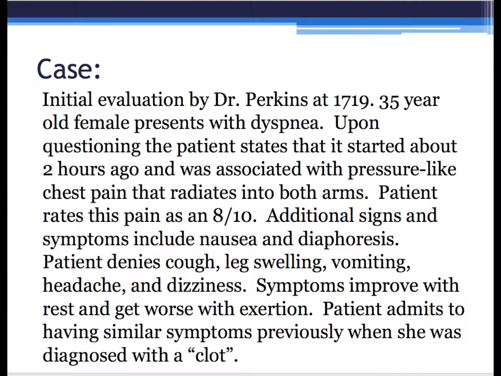Upon questioning the patient, she states that it started approximately 2 hours ago and was associated with pressure-like chest pain that radiates into both arms. Patient rates this pain as an 8 out of 10. Additional signs and symptoms include nausea and diaphoresis. Patient denies cough, leg swelling, vomiting, headache, and dizziness. Symptoms improve with rest and get worse with exertion. Patient admits to having similar symptoms previously when she was diagnosed with a clot.